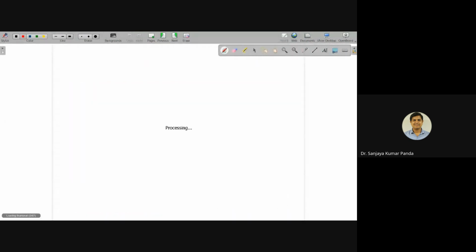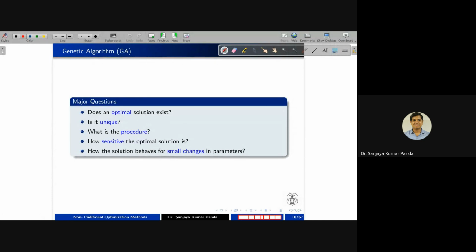Now, some of the major questions related to genetic algorithms are: does an optimal solution exist? Suppose you have taken X as a problem. So I have a problem X, and you have decided I am going to solve this X using a genetic algorithm. Definitely you are going to ask, does an optimal solution exist for this particular problem? Okay. Suppose your answer is yes. Obviously your answer is binary, either yes or no. If you say that yes, an optimal solution exists, then the question arises, is it unique?